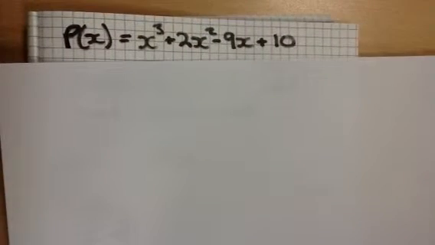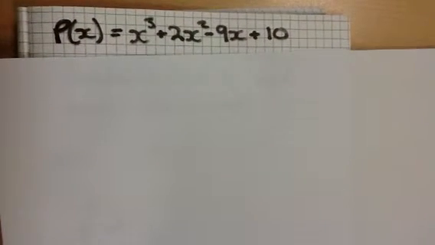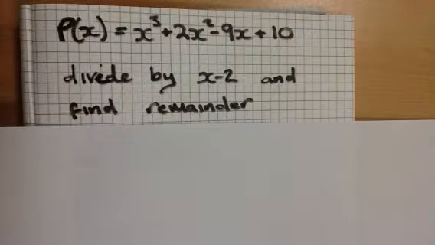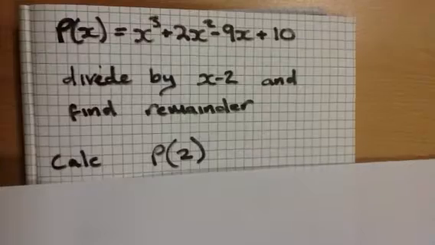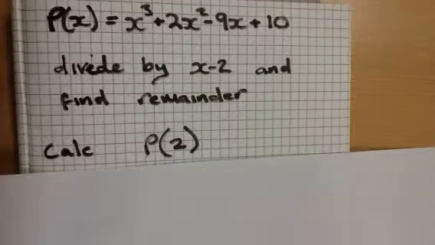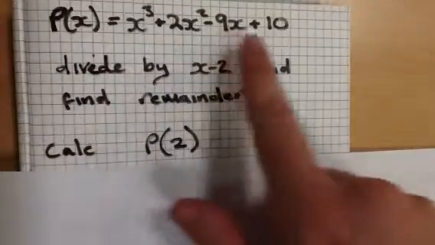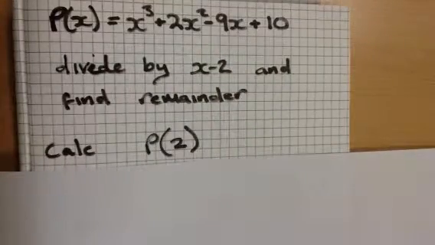I'd like you to start with this polynomial. So it's a cubic expression. And what I'd like you to do first of all is divide by x minus 2 and then find what the remainder is. After you've done that, I'd like you to calculate what p of 2 is, i.e. if I substitute 2 into this expression, what answer do I get?